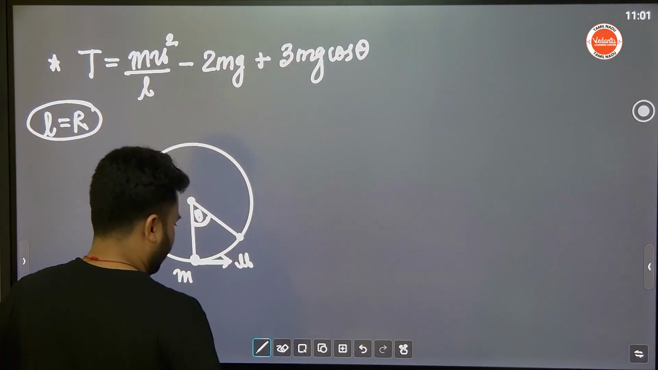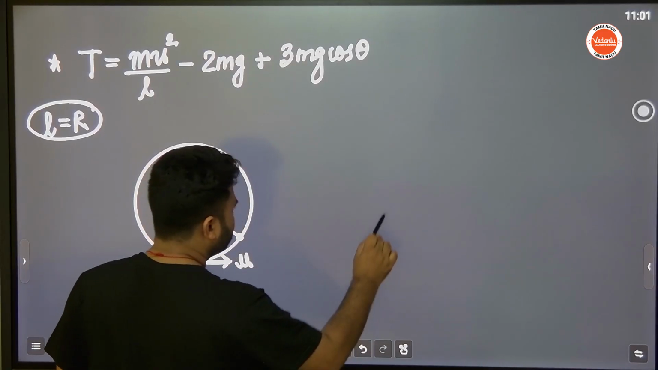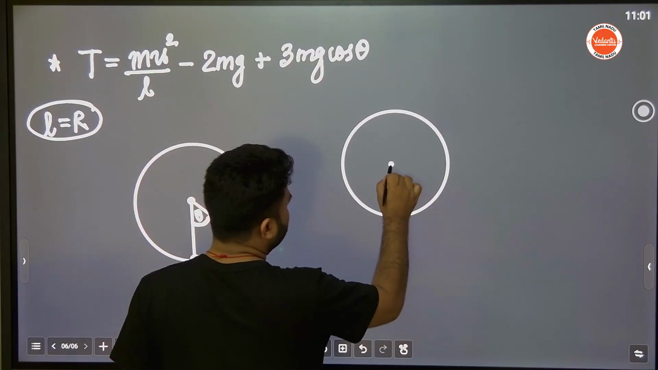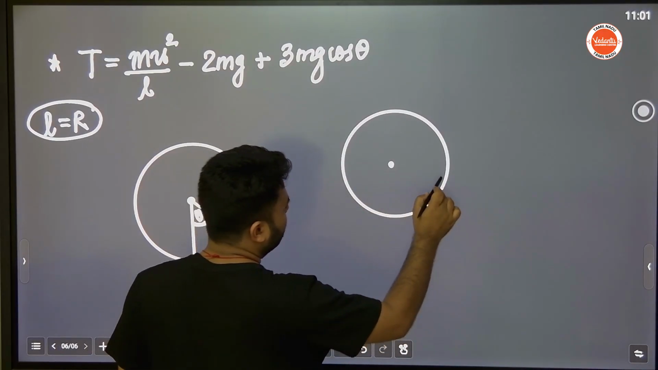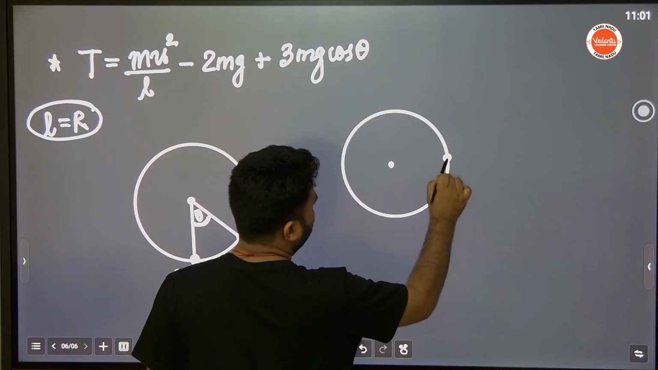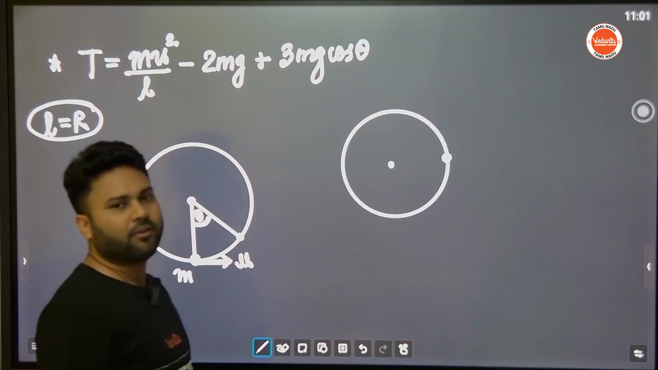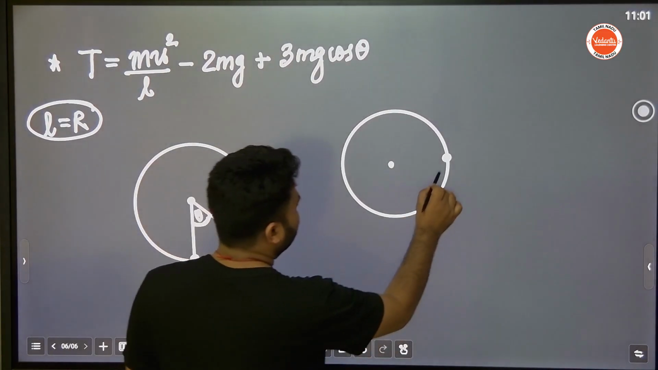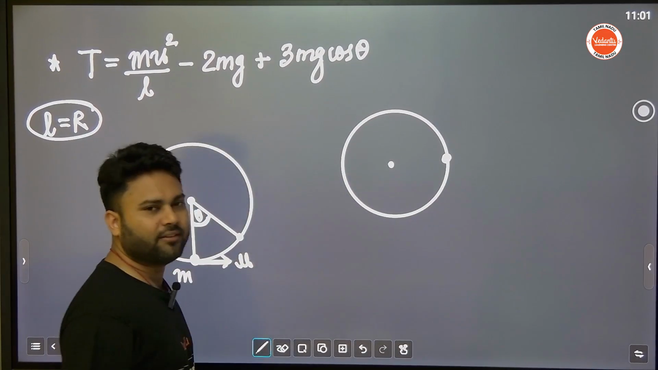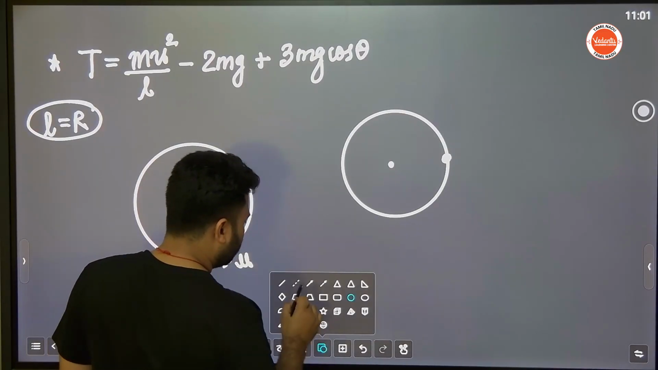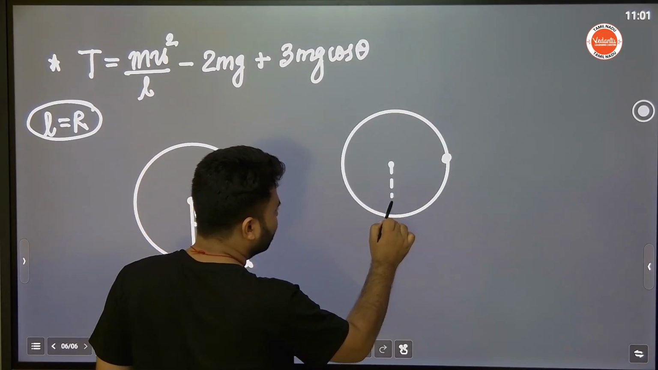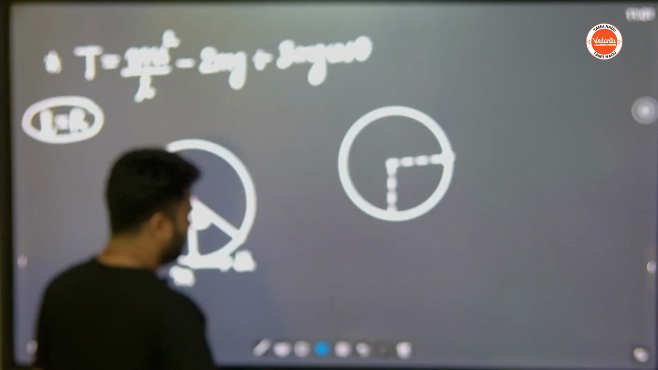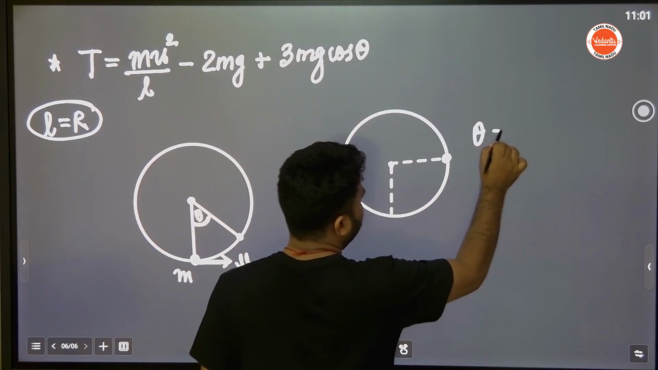For example, because many students get confused here, they are asking in the question that when the ball reaches this point, what will be the tension? So you will apply this formula. Now you tell me what theta you will take. What should be your theta? So always remember, first you make this vertical line, and then you join this line. You can see the angle theta is 90 degree.